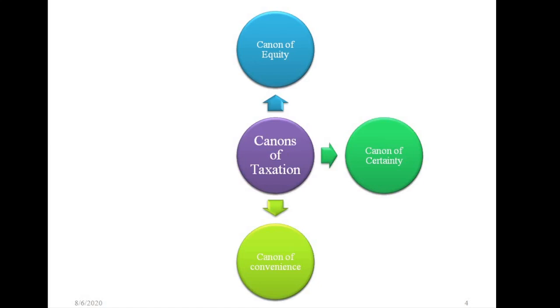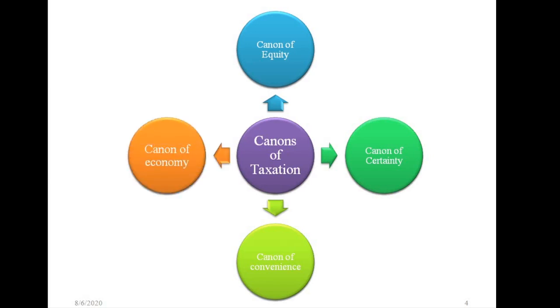Otherwise, at the end of the year, whenever he has to pay the tax, it would be a huge amount, and a huge amount at one stretch cannot be paid by the concerned person. So that's why, according to the canon of convenience, the time as well as the mode of payment of the tax is according to the convenience of the taxpayer. This is according to the canon of convenience.